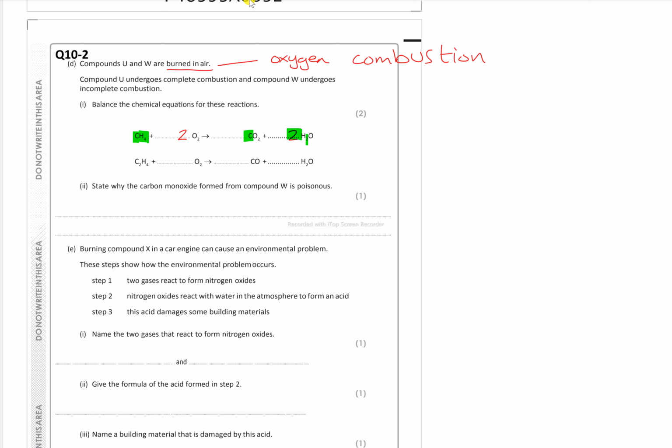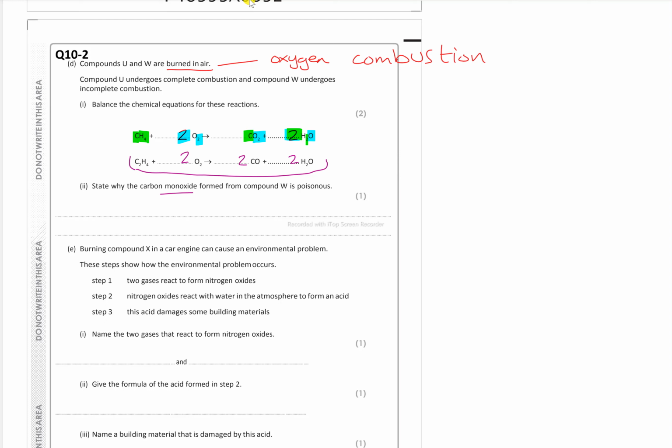Now I've got 4 oxygens here. I've got 2 here. 1 times 2 is 2, so I've got 4. Excellent. 2 is 4, or 2 of them, 2 of them, and 2 of them. So it's just playing around with these so they all balance. All the carbons and hydrogens and oxygen will balance here, so you need to play around with that.